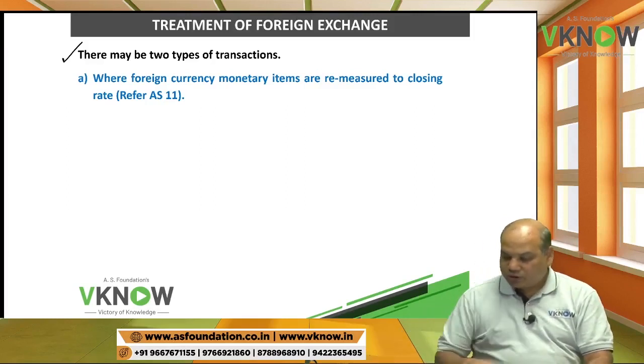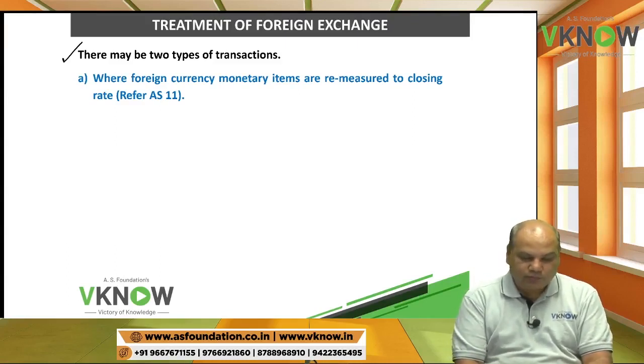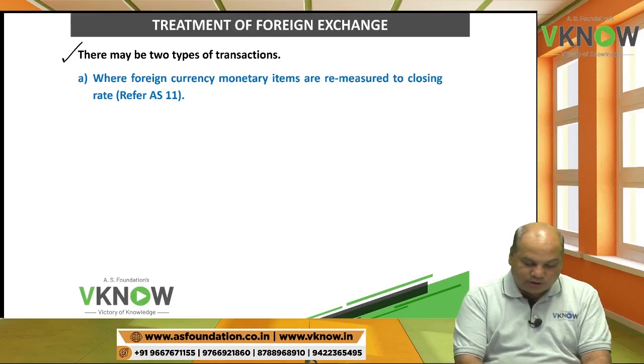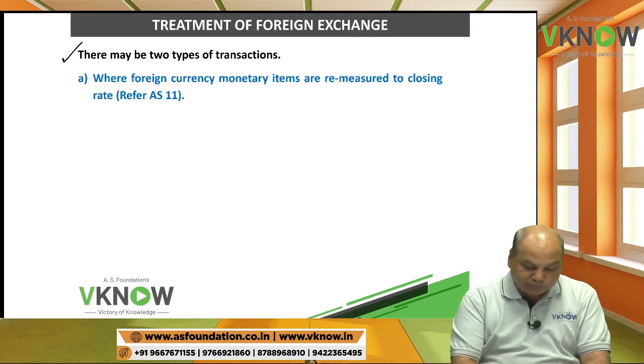A, write down: where foreign currency monetary items are remeasured to closing rate. Write down in bracket, refer AS11.